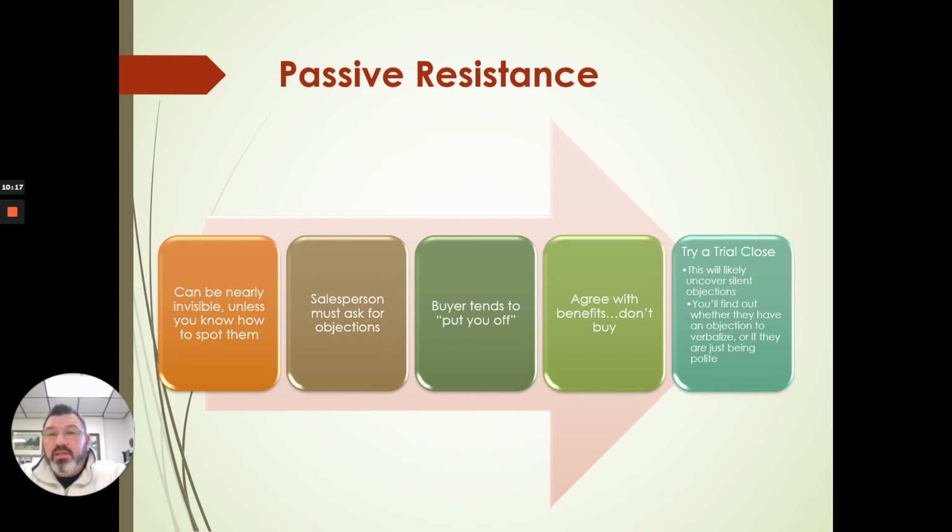And so a really good technique that I think helps with this is what we call a trial close. And we're going to talk about closing in the next unit. But basically, you uncover silent objections. So you may say, a trial close, let's say we're trying to sell some hog feed, and say, how many tons of feed would you use in a month's time? That's a good trial close question.